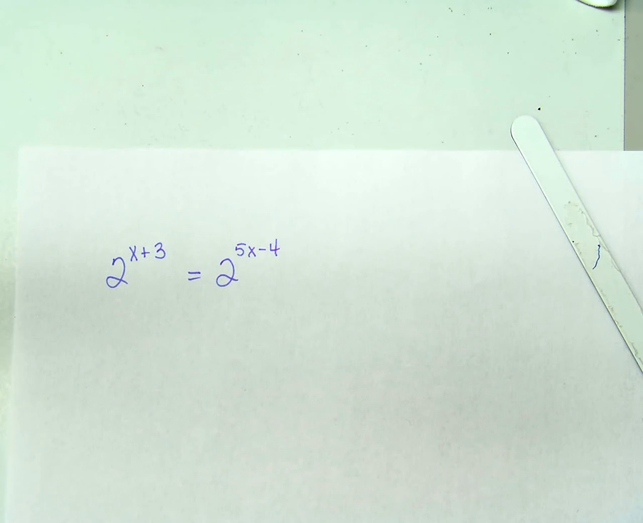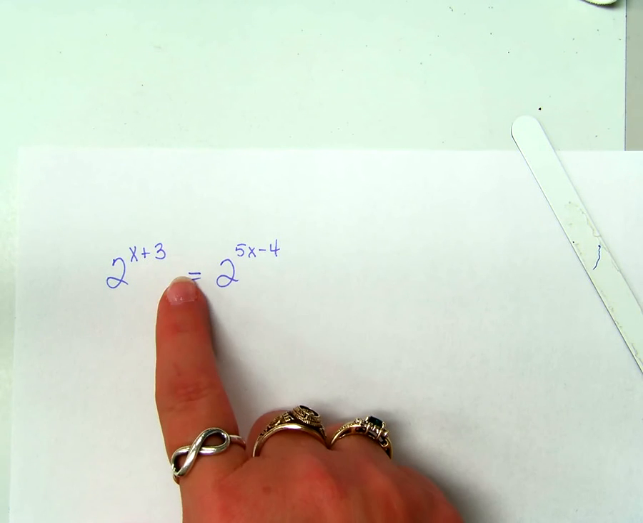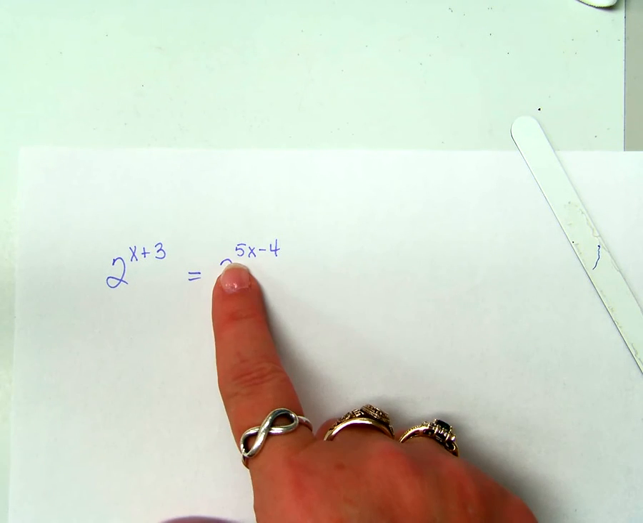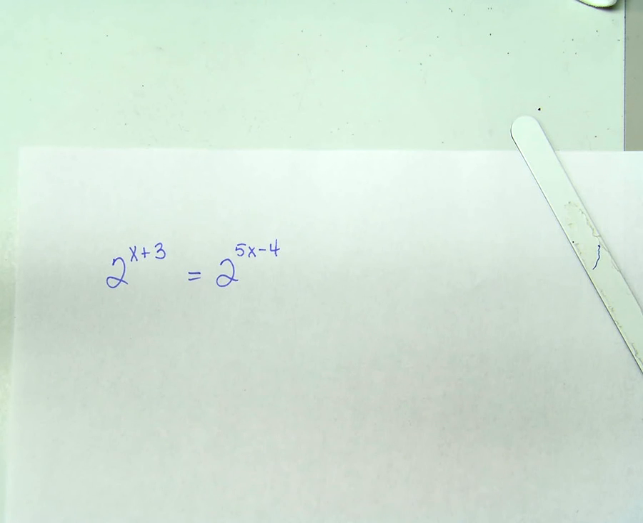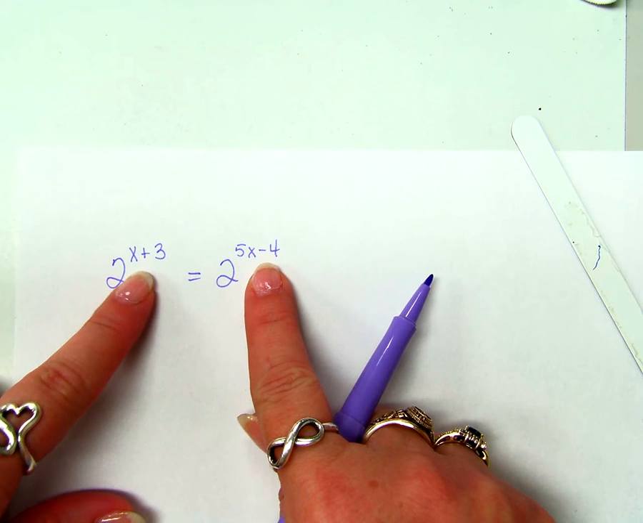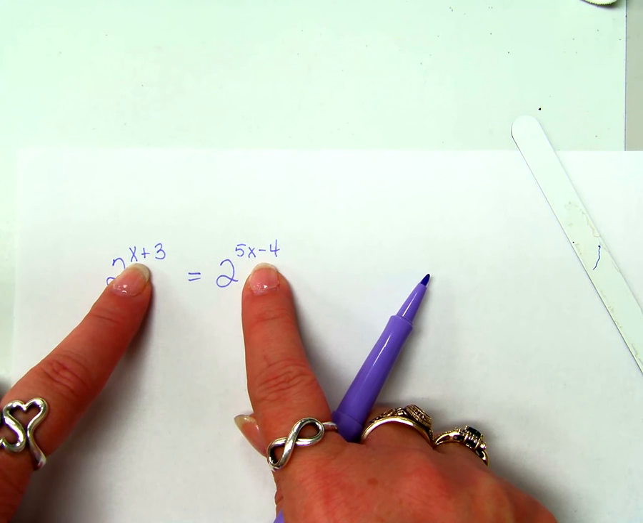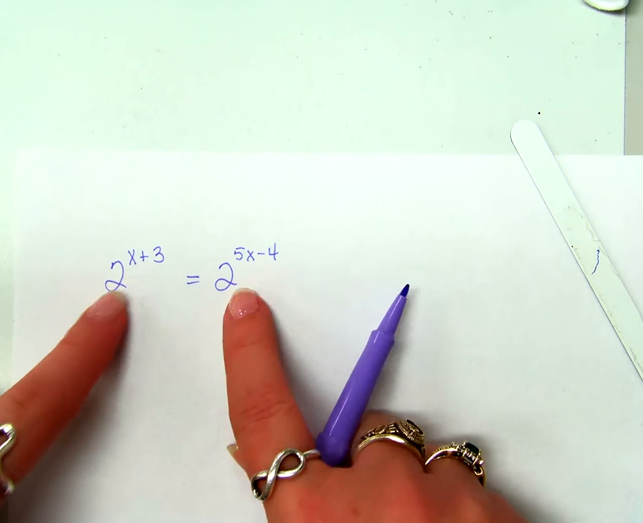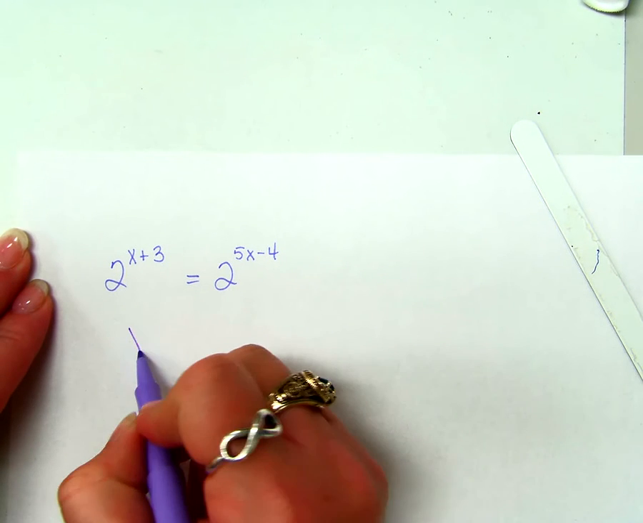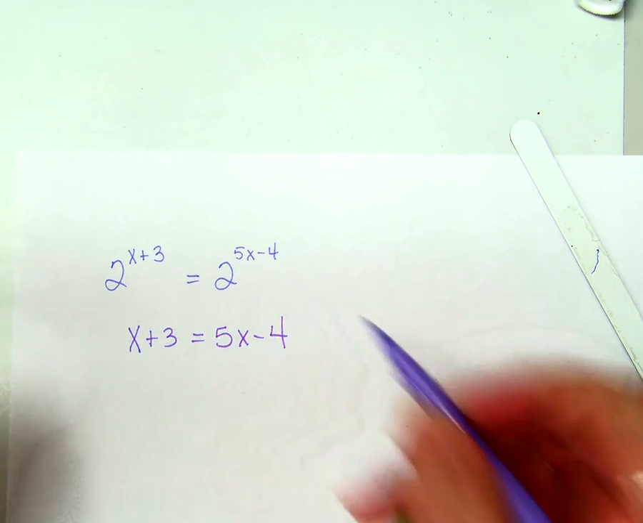Let's start with this example today, just as a reminder. Okay? If we have 2 raised to the x plus 3 power, and that equals 2 raised to the 5x minus 4 power, what's true about these 2 exponents? If they both have the same base, what has to be true about the exponents? They have to be the same, right? So instead of writing the equation like it's written, could I just write x plus 3 equals 5x minus 4?